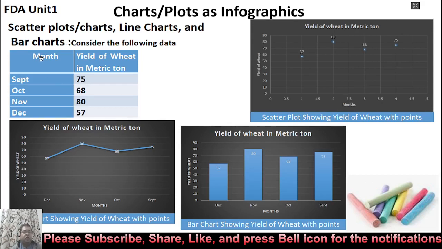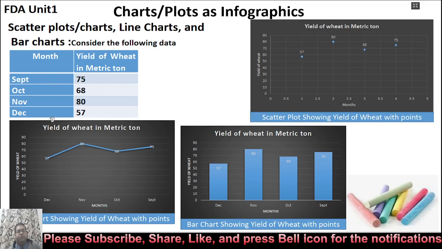So just take this data here: month, yield of wheat in metric ton. September, you are getting 75 metric ton, October 68 metric ton, November 80 metric ton, December 57 metric ton. And this is shown here, that is you are having the months at this point, and here you are having the yield of the wheat in metric ton, and it's shown that is 57, 80, 68, and 75. Okay, obviously this scatter plot converted things into points for this month to show the month and given some number to it.